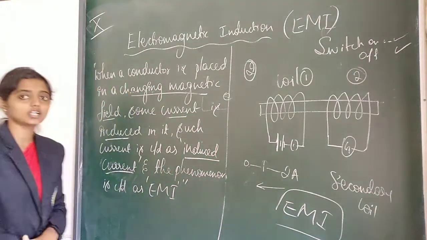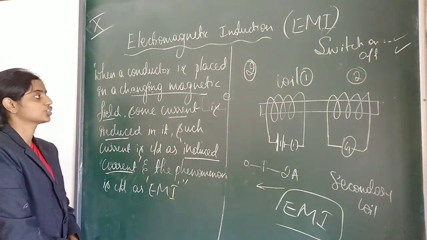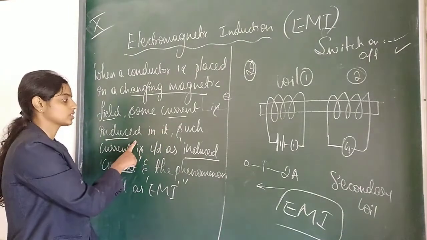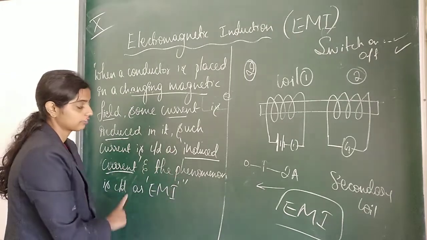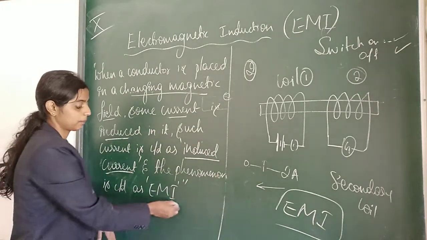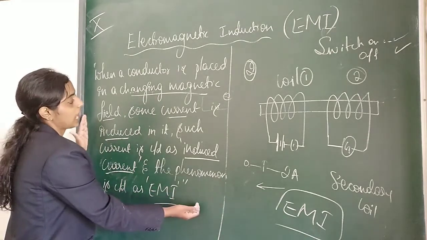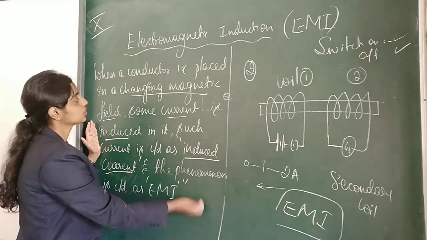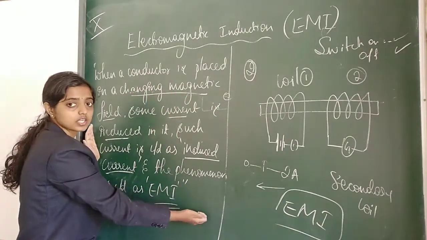Let us come back to the definition of EMI. When a coil is placed in a changing magnetic field, some current is induced, and such current is called induced current. And the entire phenomenon we understood from the second activity is called EMI, electromagnetic induction, which is important. And remember, if they ask this part, you can't write on your own. You should make sure to use all the terms, exactly reproduced as they are.